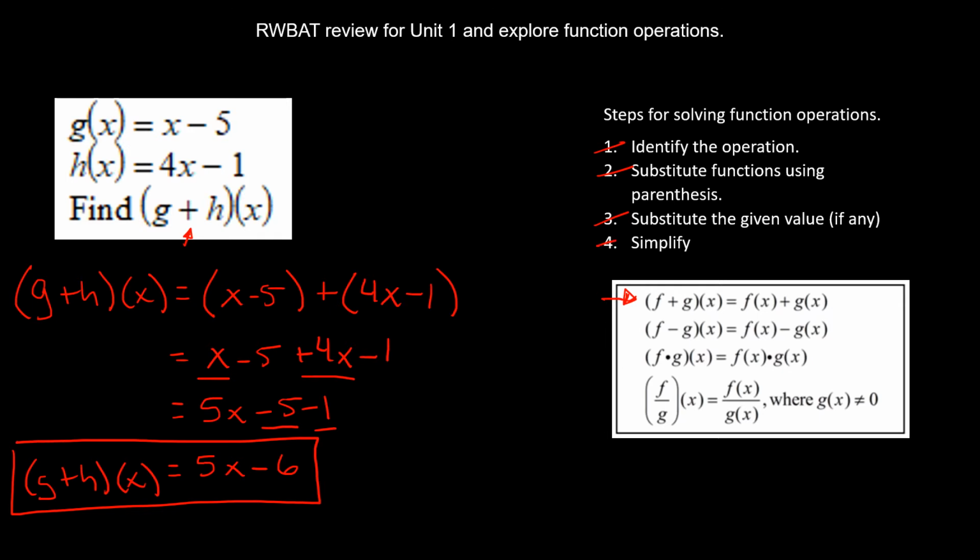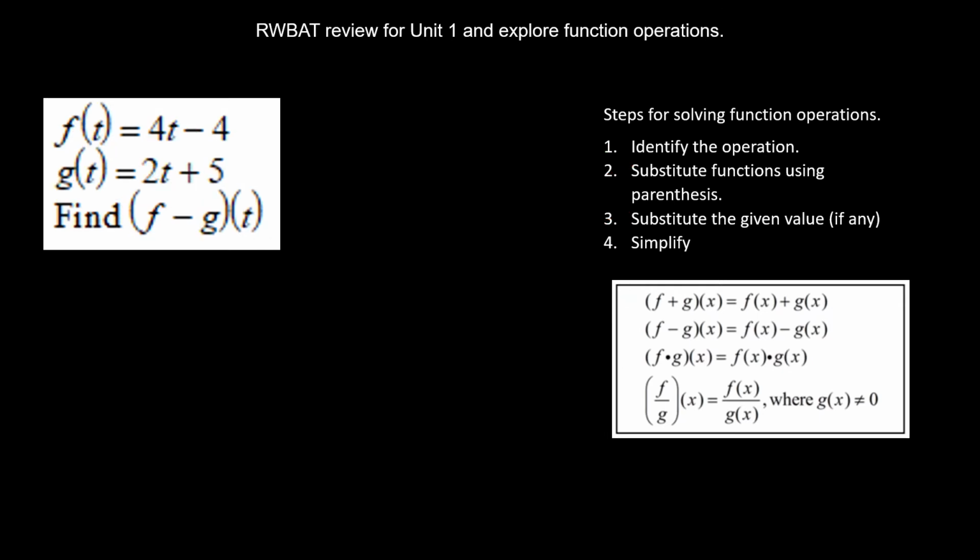Let's go ahead and look at the next problem. Here we'll see that we are asked to find f minus g of t. So when we're identifying our operations, we'll see that we have subtraction. So we've identified the operation, so we're going to say f minus g of t equals.